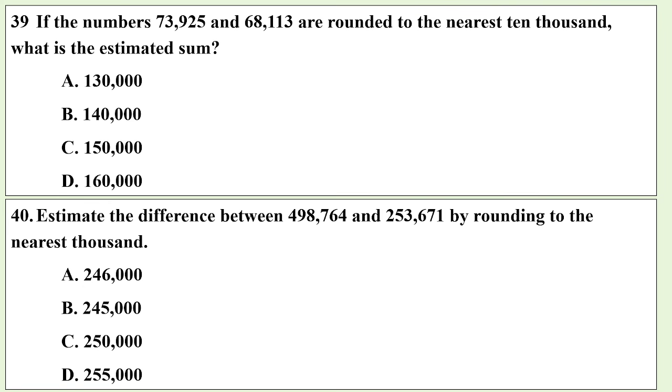39. If the numbers 73,925 and 68,113 are rounded to the nearest 10,000, what is the estimated sum? Letter B, 140,000.